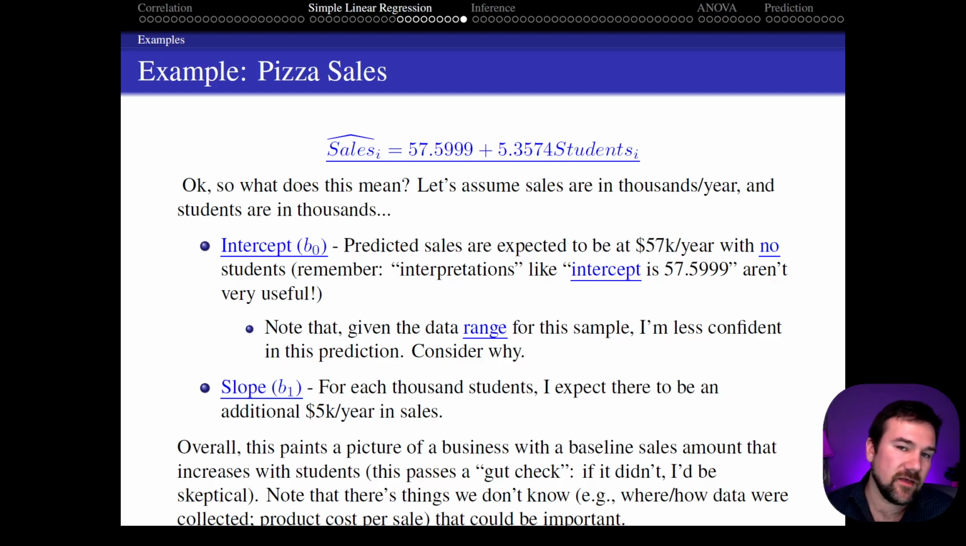And so, yeah, there's a lot of things here that could aid in the interpretation. Where is this? Is this across multiple campuses? How are the data collected? What's the product cost? So for instance, you're making $5 in sales for every student you get, but are you spending $8 in supplies? That could be useful to know. So there's a lot of additional information that could be handy to interpret based on the situation, but our basic interpretation is still pretty useful and a great starting place for diving deeper.